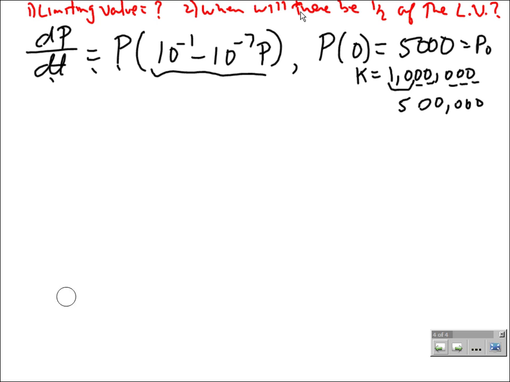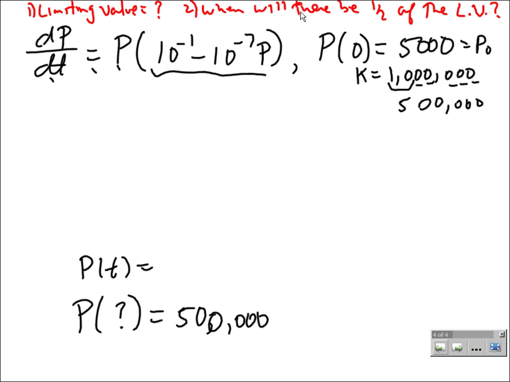So what we want to know is P of what gives us half a million, 500,000. Well, in order to do that, I need to know where P of t is. And if I knew, for example, P of t was t plus 1,000, then I would know t would be 499,000. That's how long it would take. 499,000 years.